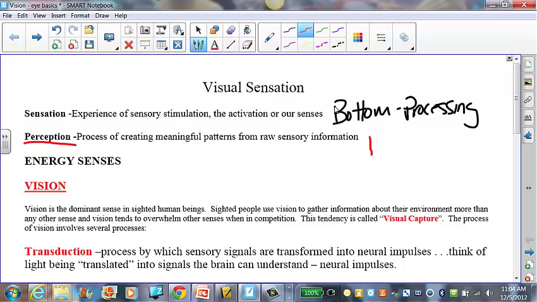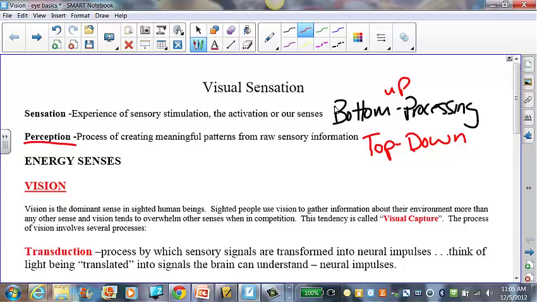This is called top-down processing. And this is where we select, organize, and interpret incoming information from the outside world. In order to do this, first we're going to look at vision, and we're going to look at basics of the eye and how the eye transduces that electromagnetic energy and turns it into a neural impulse.